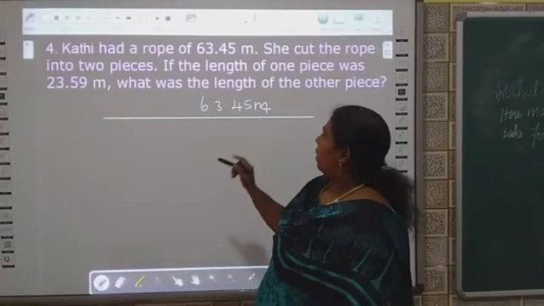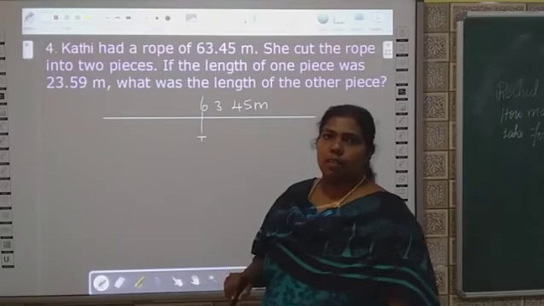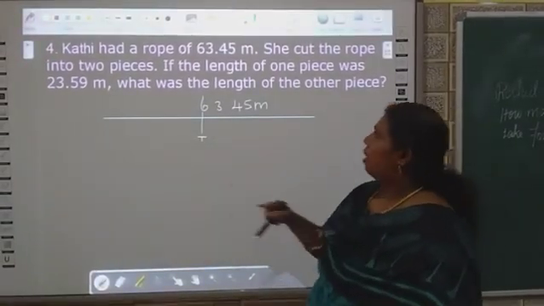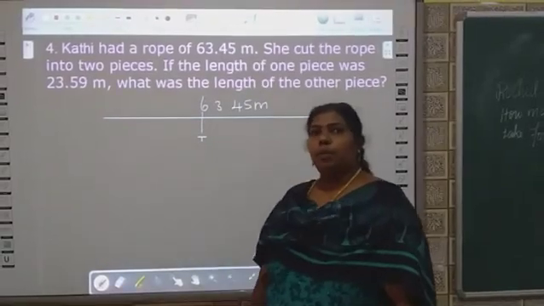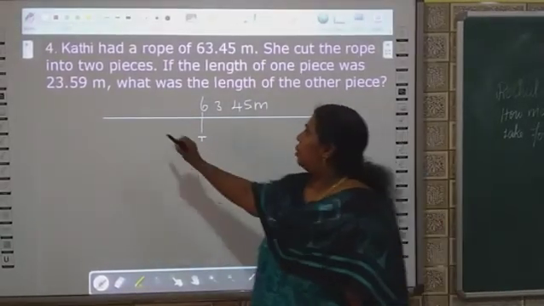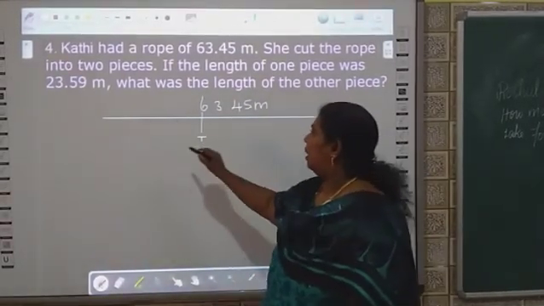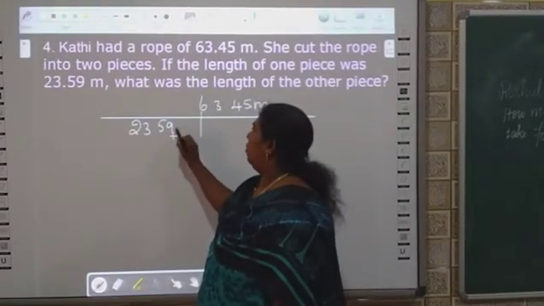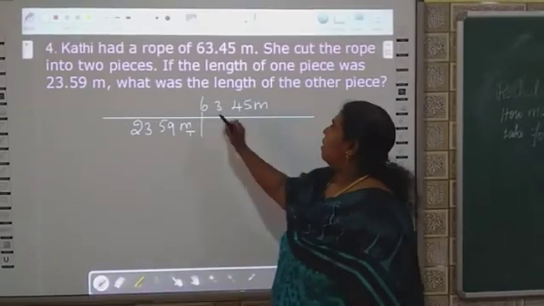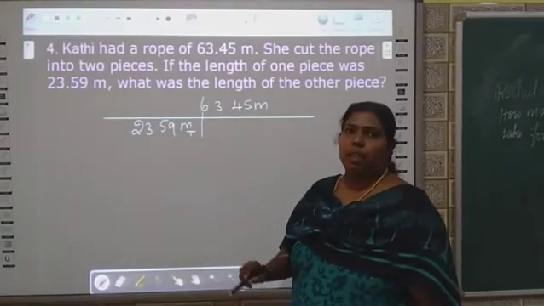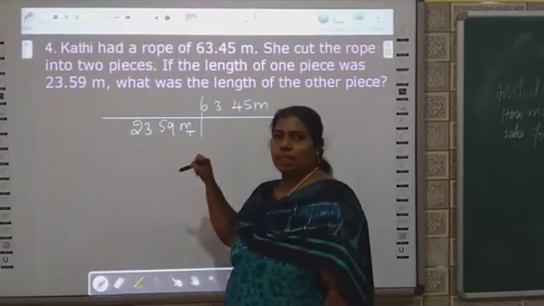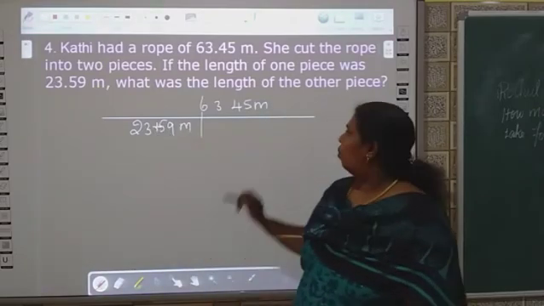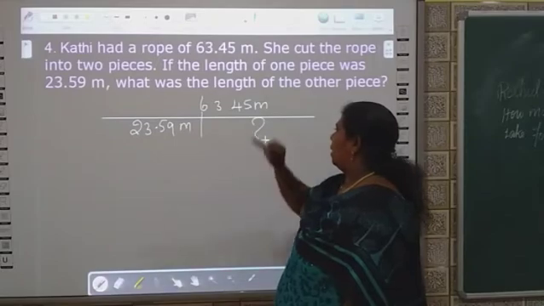Then she cut it into 2 pieces. If the length of one piece was how much? For example, if you cut here, this is 23.59 meters. Total length is 63.45 meters. She cut it into 2 pieces. One piece is 23.59 meters. What do you want to find? You have to find this length.